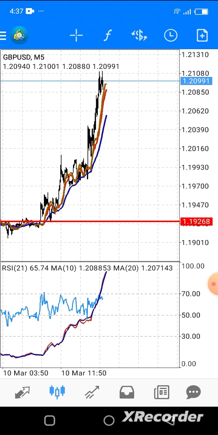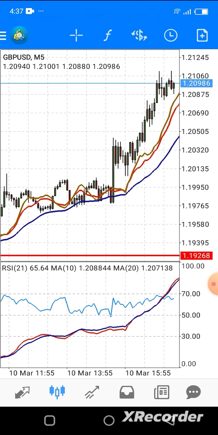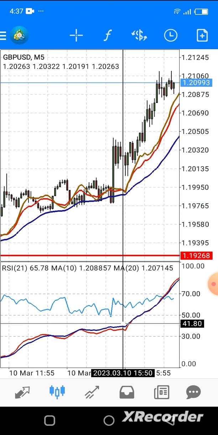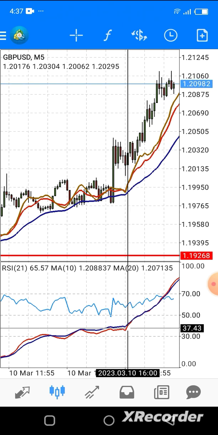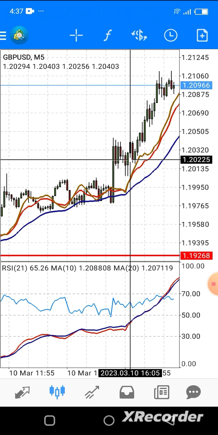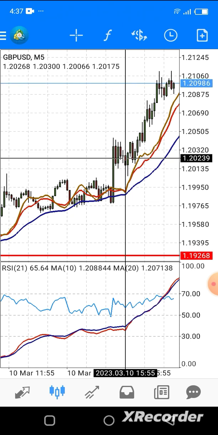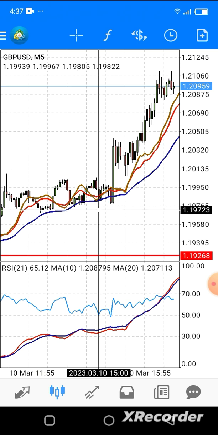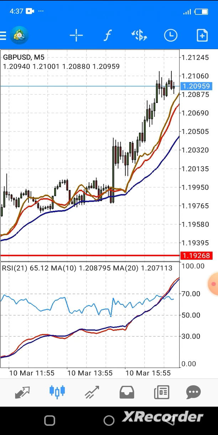Now, for example, pounds dollar. If I buy pounds dollar at this point, this is where the crossover happened, just right here, I'm going to place my stop loss below the blue moving average, because the blue moving average is the longest period moving average. I'm going to place my stop loss just below there for a buy trade. So I expect market to not come there, and market surely won't come there.